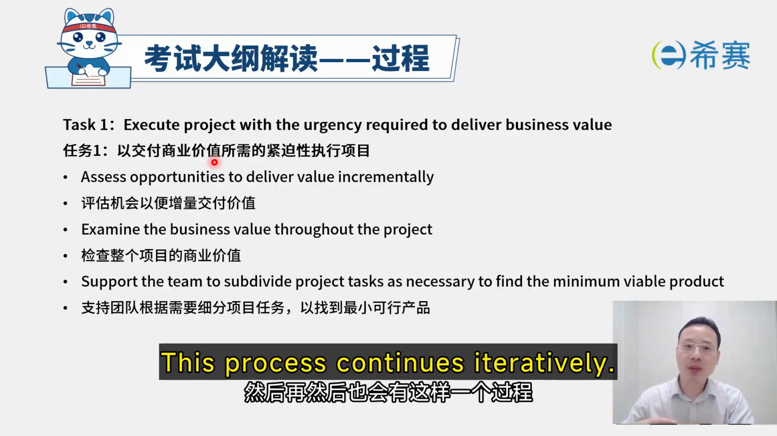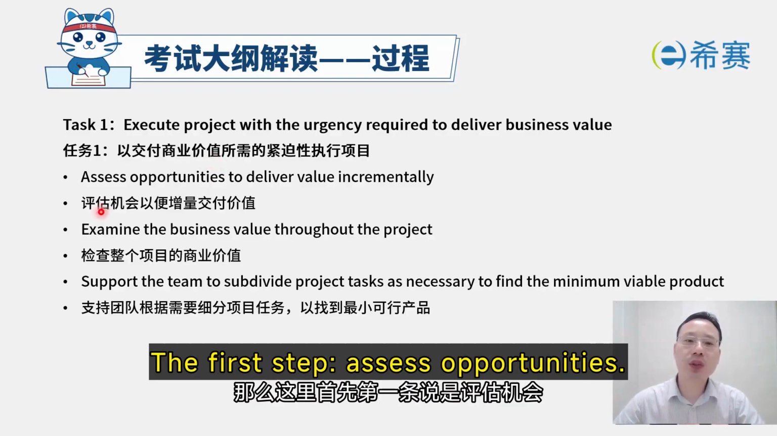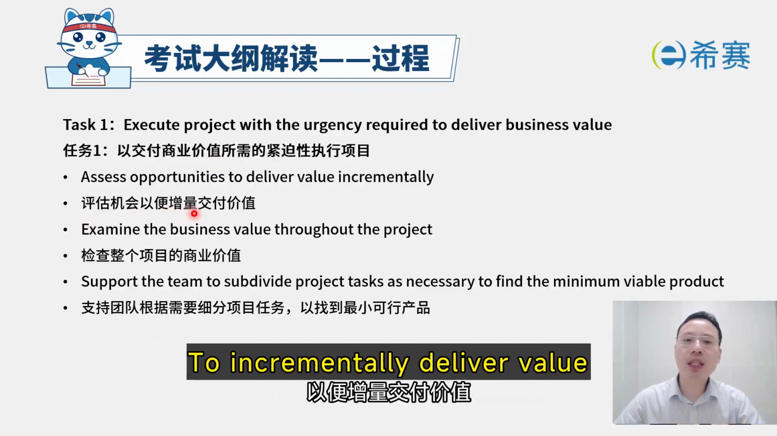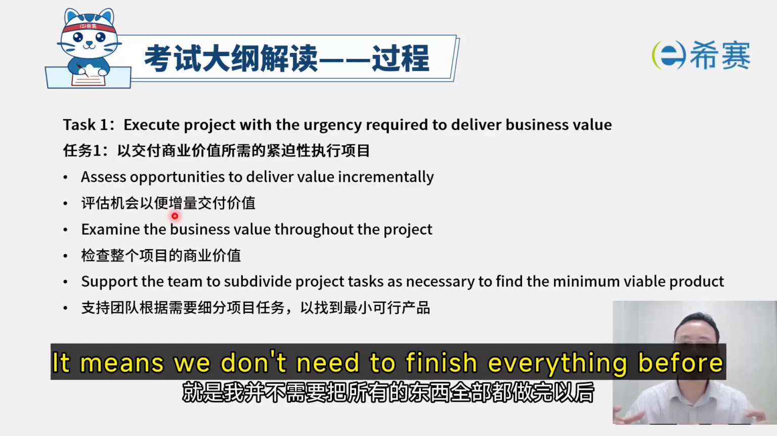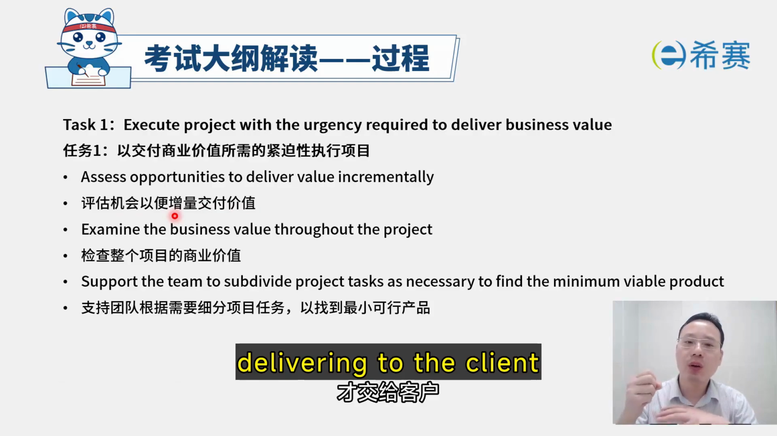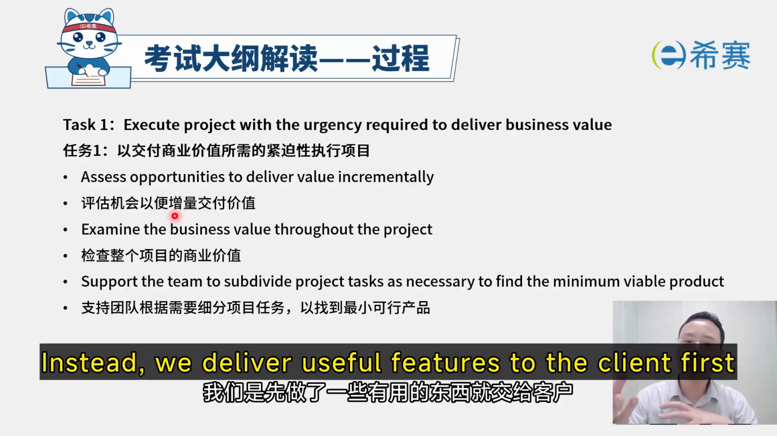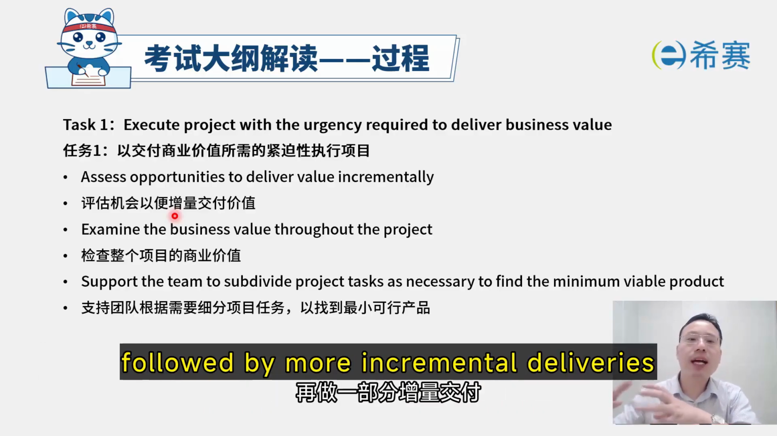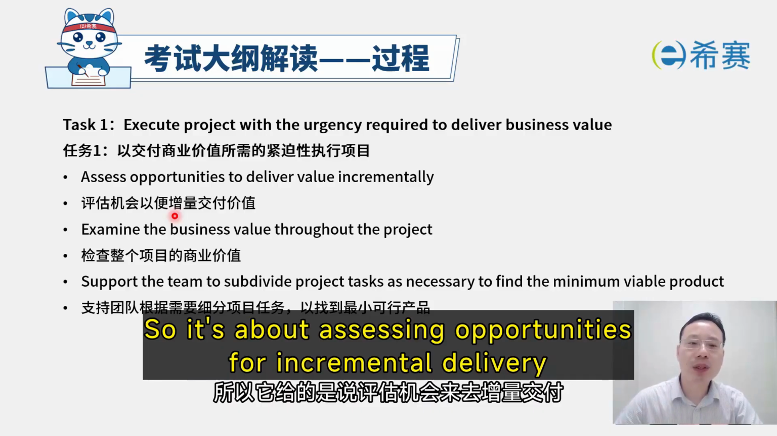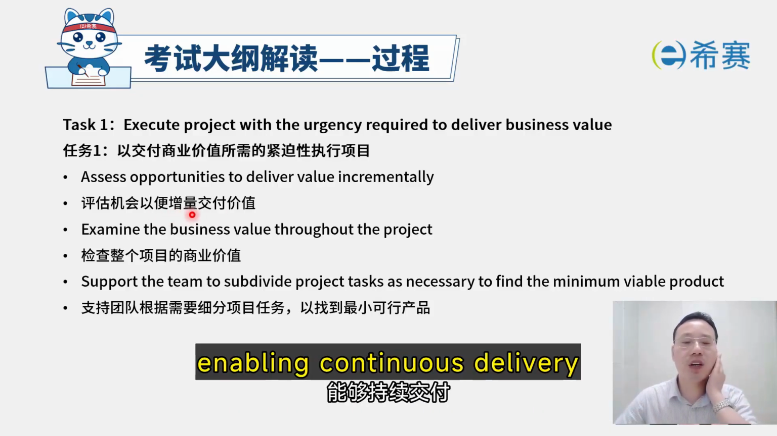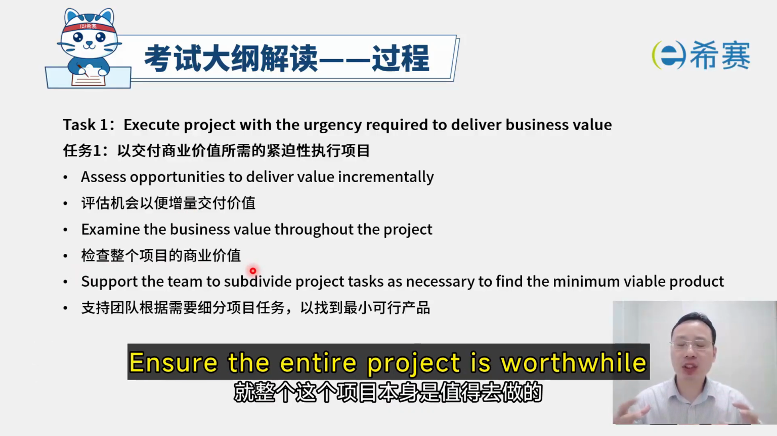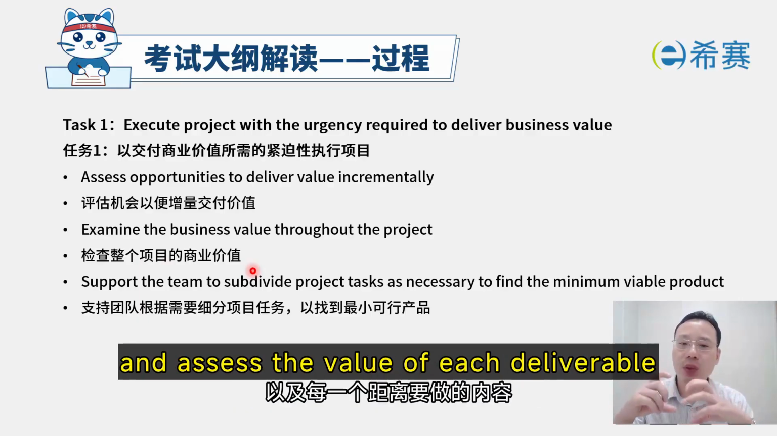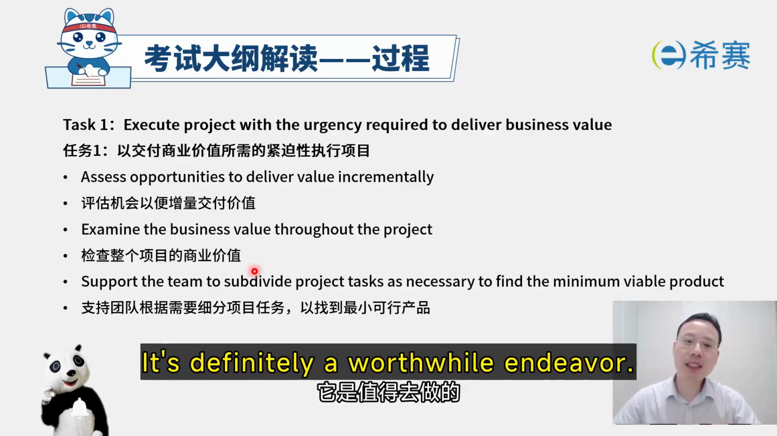This process continues iteratively. The first step, assess opportunities to incrementally deliver value. Incremental delivery is a key concept in Agile methodology. It means we don't need to finish everything before delivering to the client. Instead, we deliver useful features to the client first. Then we make incremental deliveries, followed by more incremental deliveries. So it's about assessing opportunities for incremental delivery, enabling continuous delivery. Second, evaluate the project's overall business value. Ensure the entire project is worthwhile, and assess the value of each deliverable. It's definitely a worthwhile endeavor.